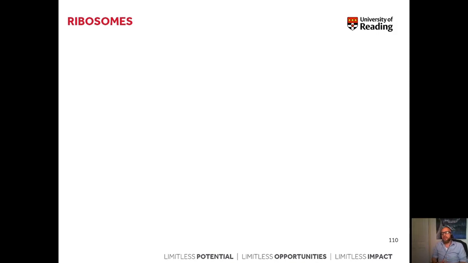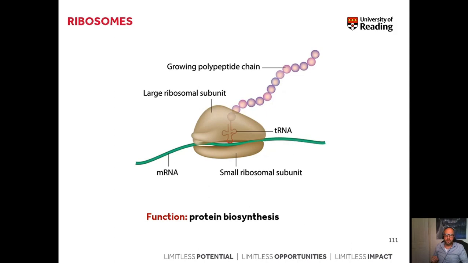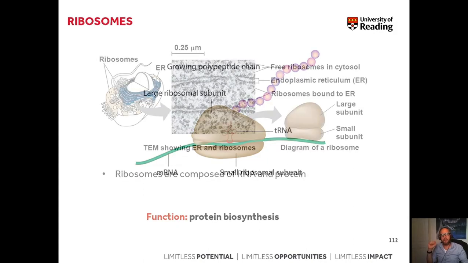The next organelle we need to have a look at are the ribosomes. So once the mRNA has been produced in the nucleus, it gets exported, processed, and it docks to the ribosomes, where polypeptide chains are produced based on the sequence of bases within the mRNA.